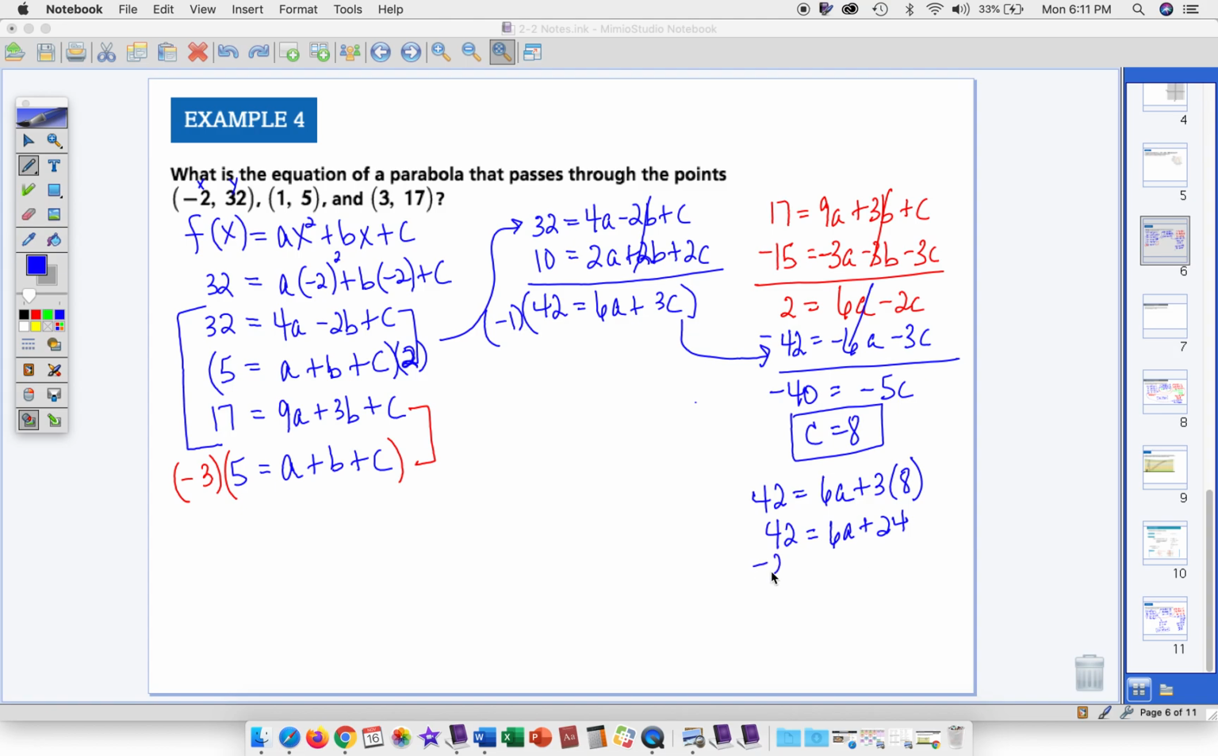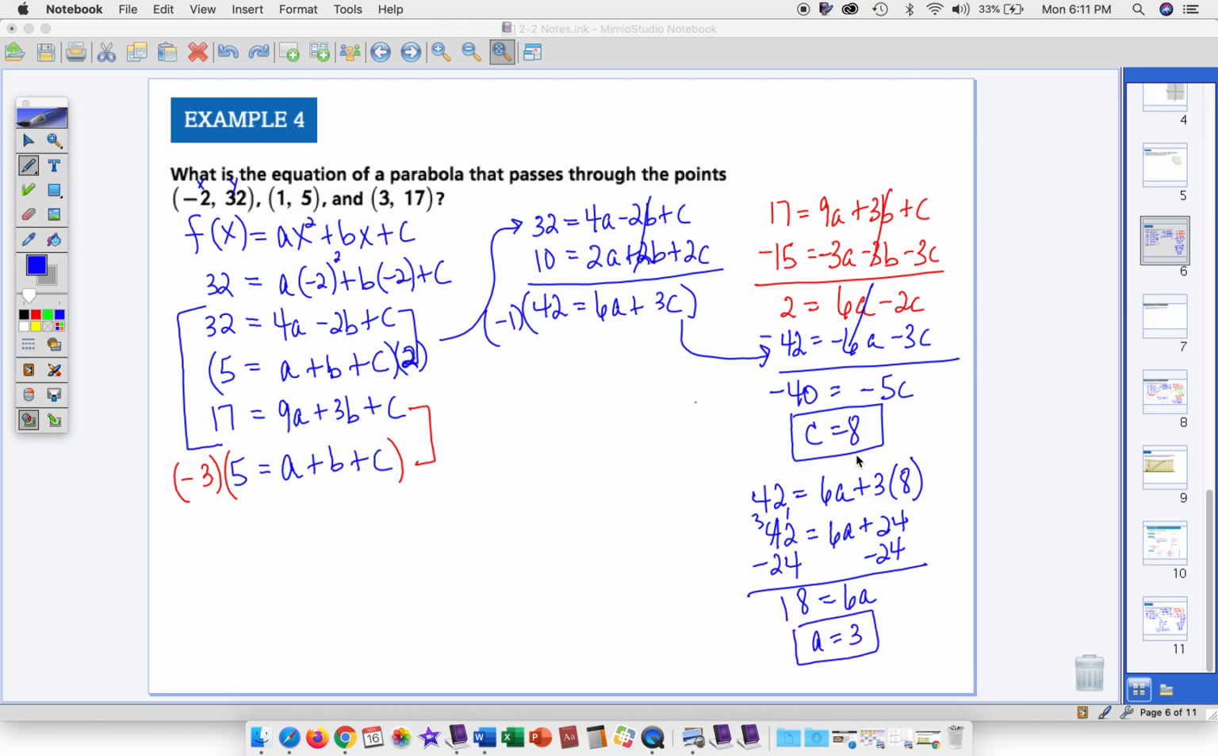Subtracting 24, that leaves me with 18 is equal to 6a, so a is equal to 3.